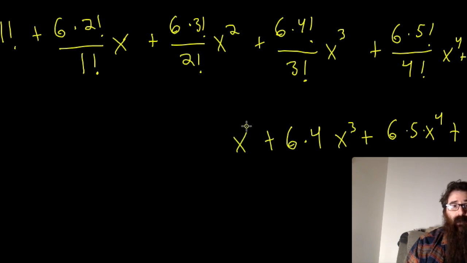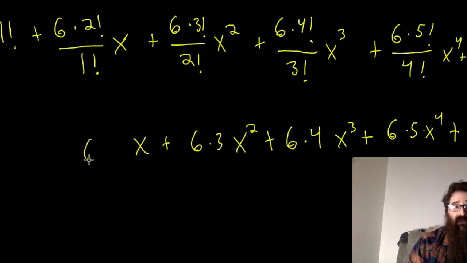And here's my x squared term. 3 factorial divided by 2 factorial leaves me with 6 times 3. I have that 6 there, and then I'm left with the 3. Here's my x term. 2 factorial divided by 1 factorial is going to give me 2, so I have 6 times 2 times x.